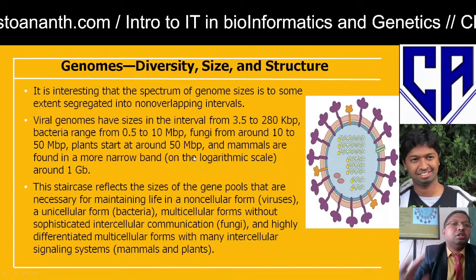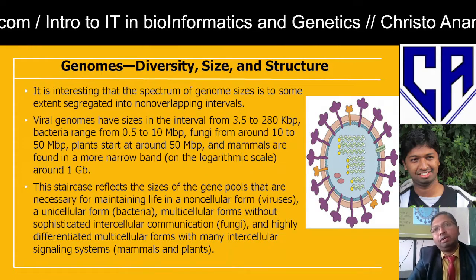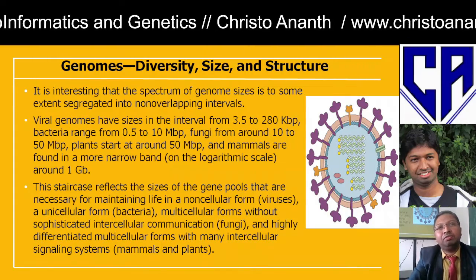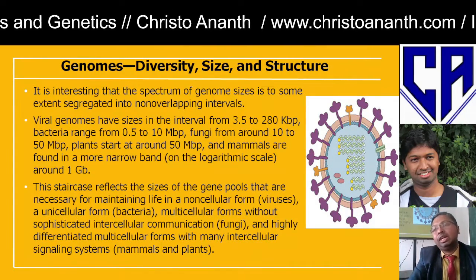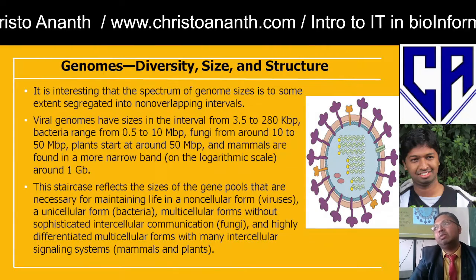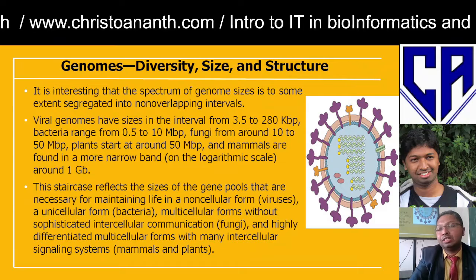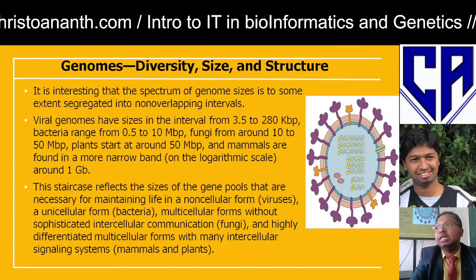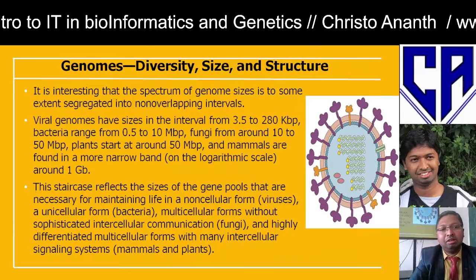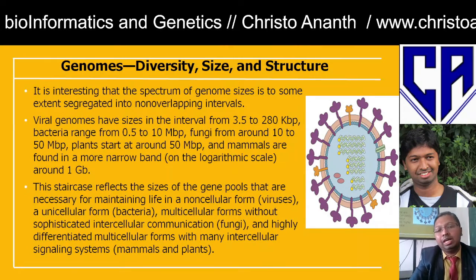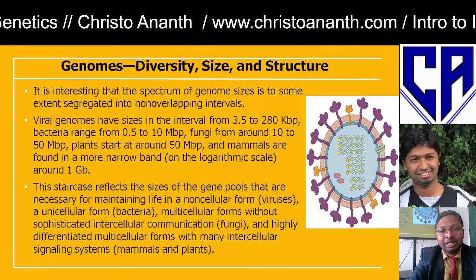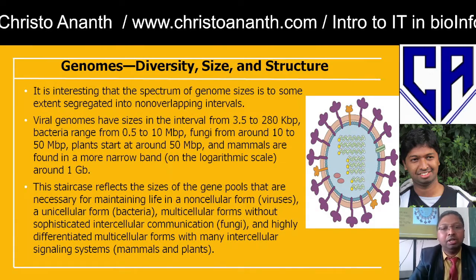So these genome sizes will have non-overlapping intervals, which means that they do not fit into certain characteristics. One type of living organism will exhibit one type of characteristics which is different from the genome size of a different level organism. So the genome sizes also have an interval change from 3.5 to 280 kbp, and the bacteria will have 0.5 to 10 mbp.